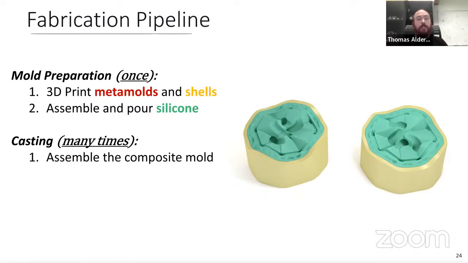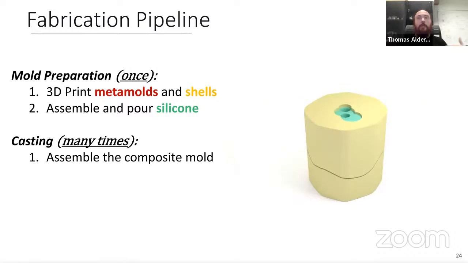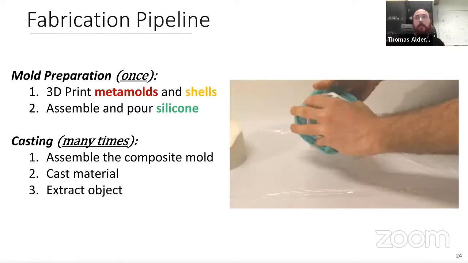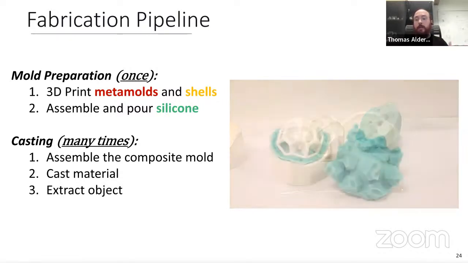And in this phase, you assemble the composite mold, then you pour some liquid material into it that can be resin, gypsum, or even low melting point metals, and cast your shape. And finally, you extract the object from the mold and repeat this process over and over.